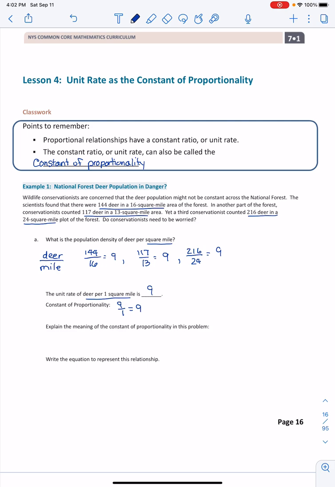The next question says to explain the meaning of the constant of proportionality in this problem. That means for this particular problem, there are 9 deer for every 1 square mile of forest.